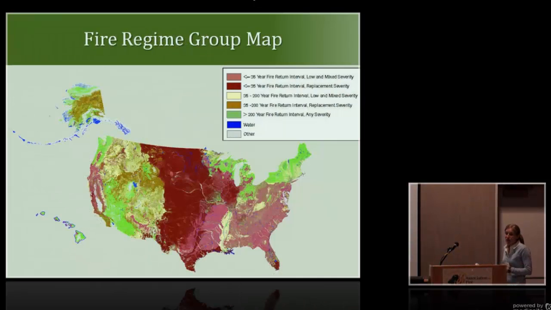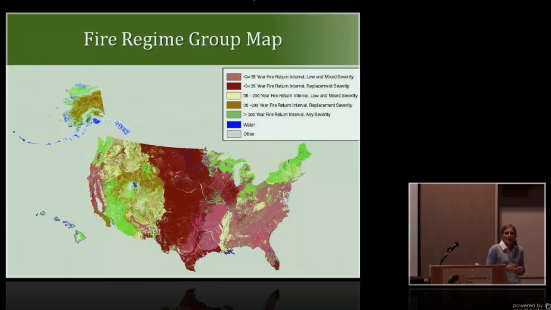So one of the major maps in this suite is our fire regime group map, and it's a combination of the frequency and severity in 5 classes under the reference condition. So it's a pre-settlement estimation of what we think the fire regime was like across the country.